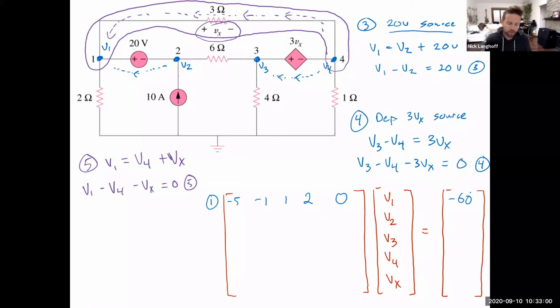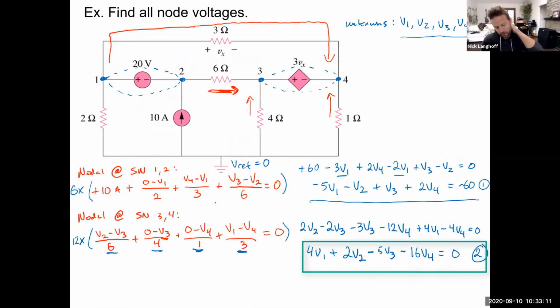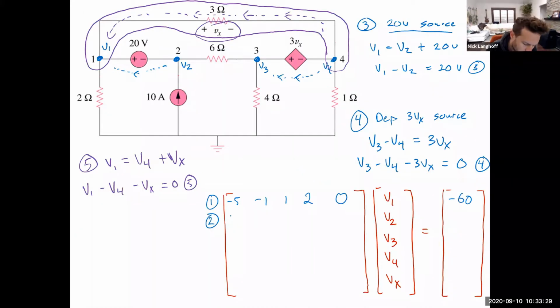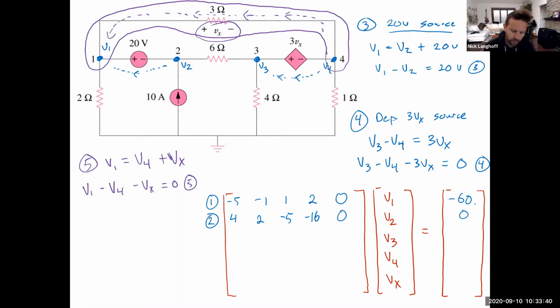Be sure you remember to write in those zeros where the other values come in. Okay, equation 2 was 4V1 plus 2V2 minus 5V3 minus 16V4, and nothing about Vx, is equal to 0. So what do we get? We get a 4, 2, a minus 5, and a minus 16. Let's go ahead and put that in there. 4, 2, minus 5, and a minus 16, and that's a 0, and all of that is equal to 0.